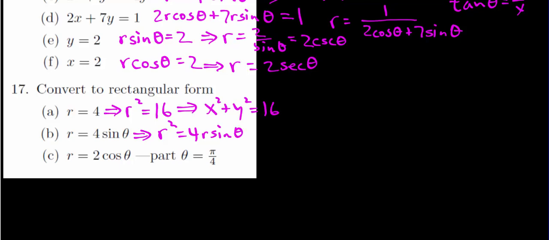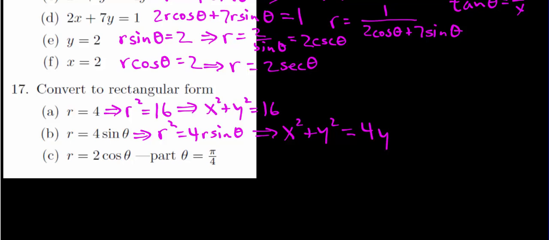Now look what I get. I get x squared plus y squared equals 4 r sine theta. That would be y. Yeah, that works out.